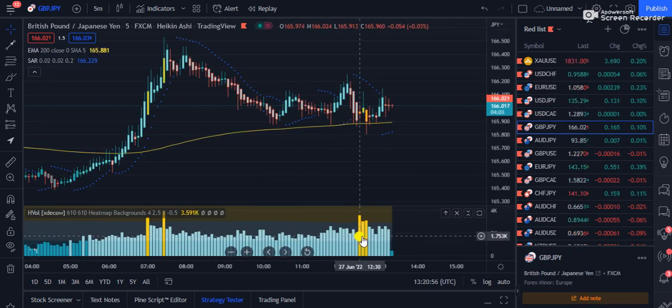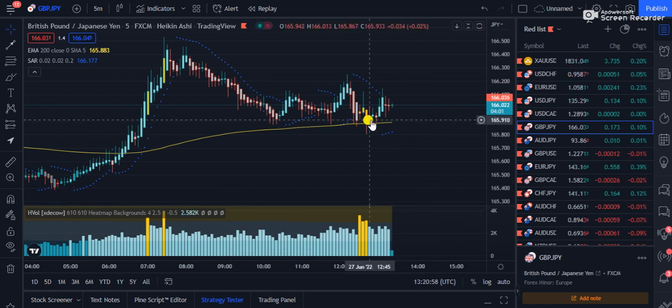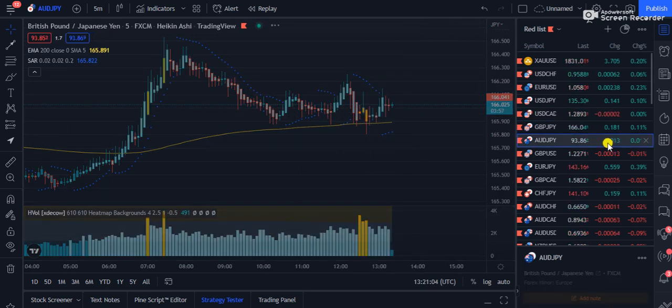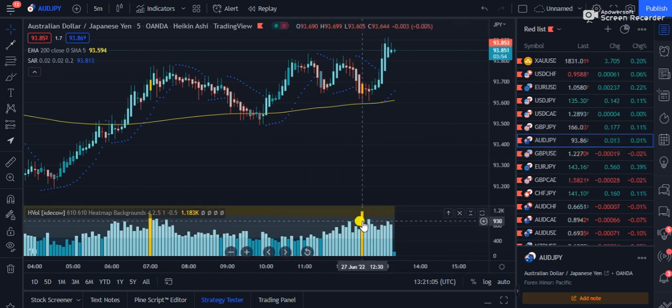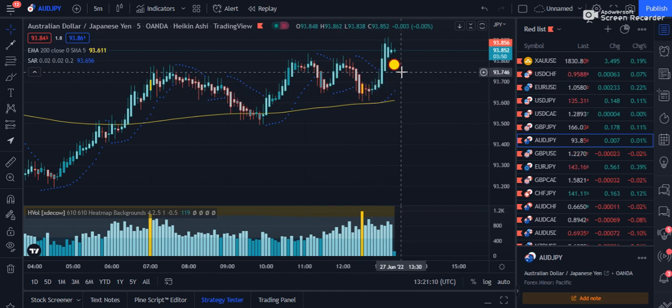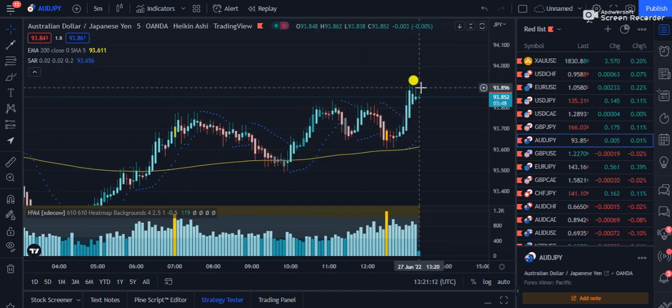Okay, on the British pound JPY, you can see it has pointed out that the volume is coming. You can see the next candles were pumped up. So this is a very good indication. Look, the volume is coming, it turned the candle yellow, the market was above the 200 moving average, and you can see the candles have pumped up, right?